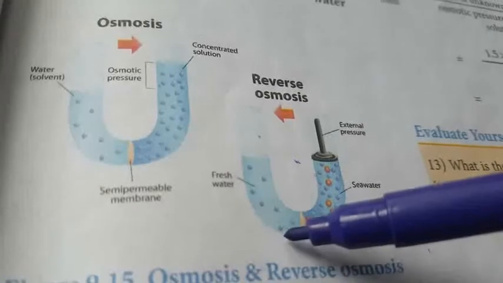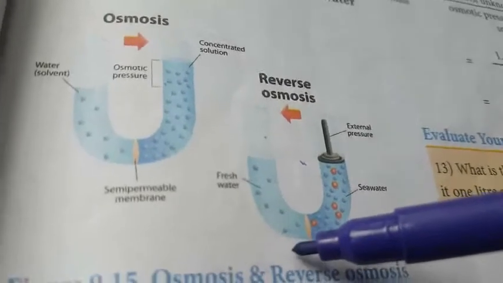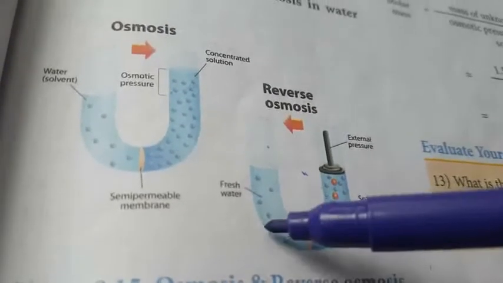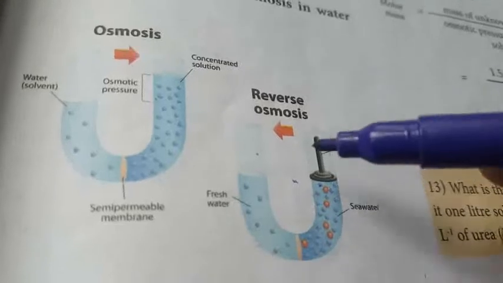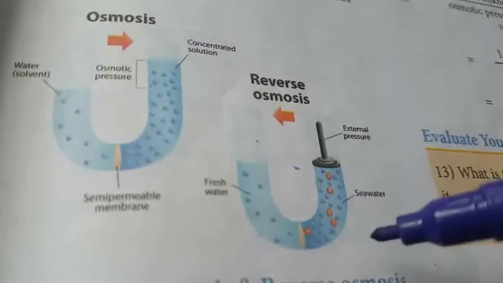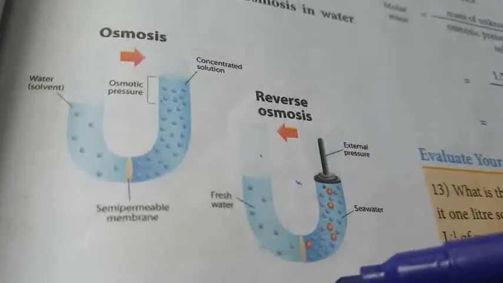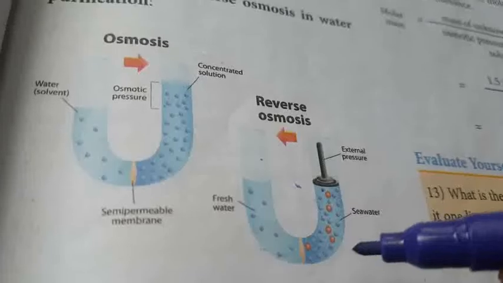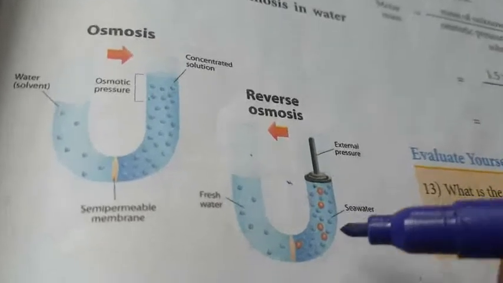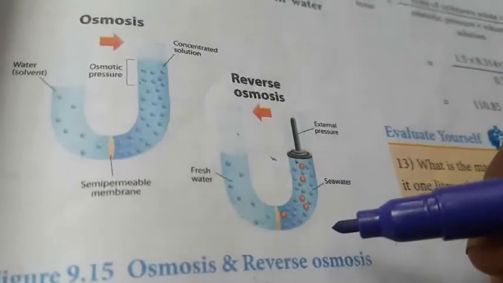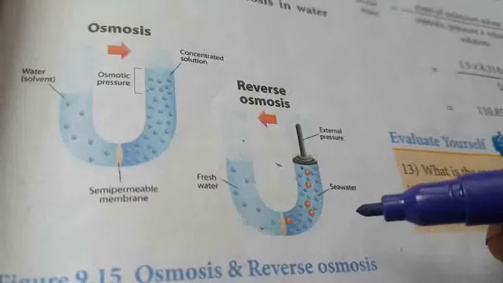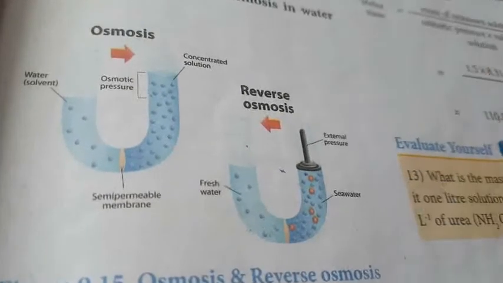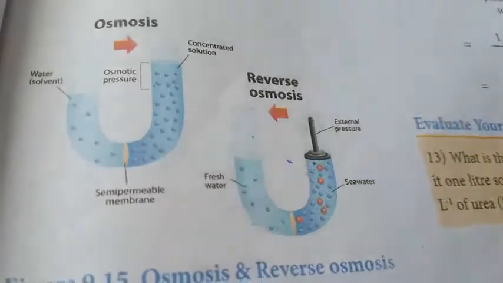There are different types of semi-permeable membranes used in this process. Reverse osmosis works with high pressure, so the membrane should be able to withstand any amount of pressure. Generally cellulose acetate or polyamide membranes are used. So cellulose acetate and polyamide membranes are commonly used. That's all about this lesson.